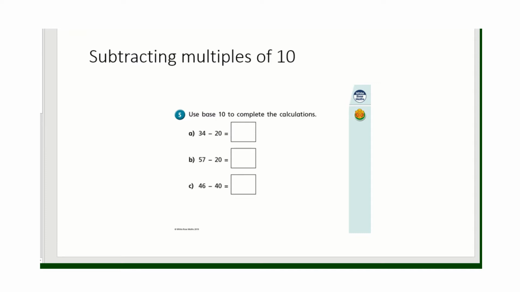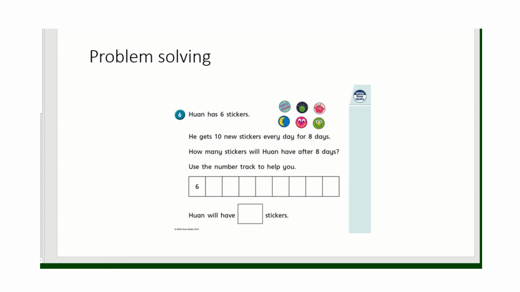Remember these ones, look, 34 minus 20, so we've got to take 2 lots of 10. 34, you could have your sticks, couldn't you? Or you could have 10 pences, whatever you've got to help you if you need concrete objects. 34, 24, 14. Have a go at the other two. Let's have a look at these.